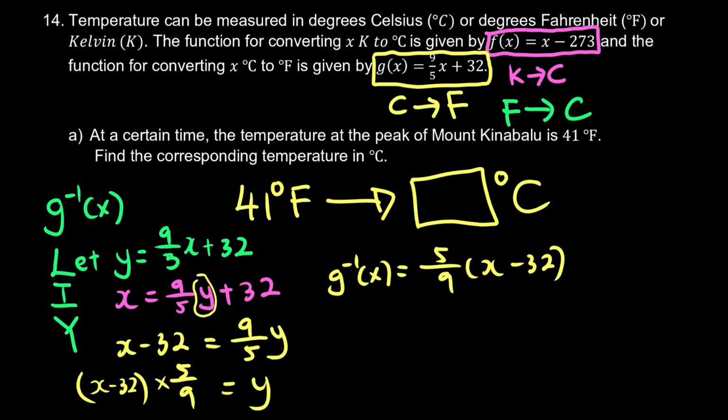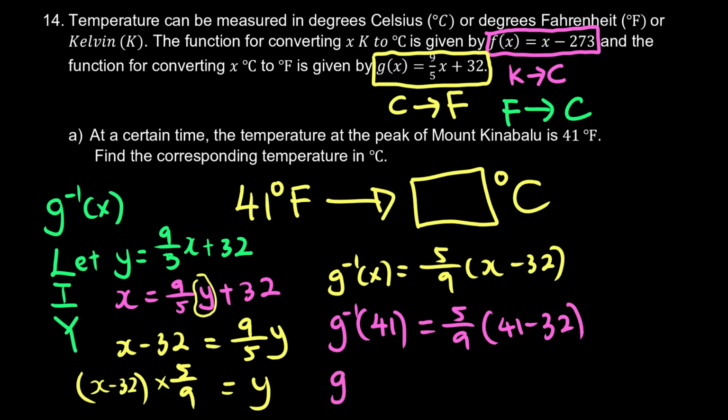So now they ask us to find what is 41 Fahrenheit in Celsius. So we just need to key in our new function when our temperature is 41 Fahrenheit. So 5 over 9 times (41 minus 32). We just need to compute this in our calculator. We can find out that the answer is eventually 5 degrees Celsius.